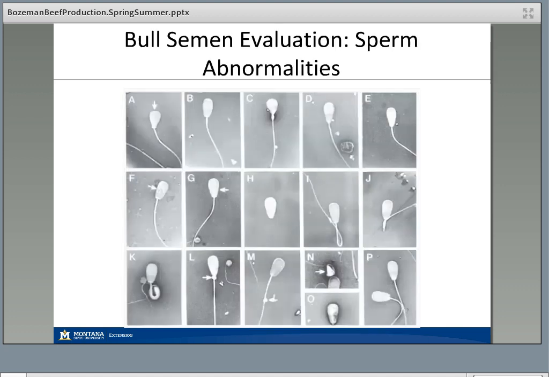So here are some pictures of sperm abnormalities. If you look down here in the lower right-hand corner at panel P, that is what we're looking for. That is our goal. The rest of these all have deformities that would severely limit their ability to fertilize an egg. So for example, panel H has no tail. That is a problem. Panel K, they're not going to swim very well. And we can also have a variety of head abnormalities, as you can see, for example, panel C and panel A.